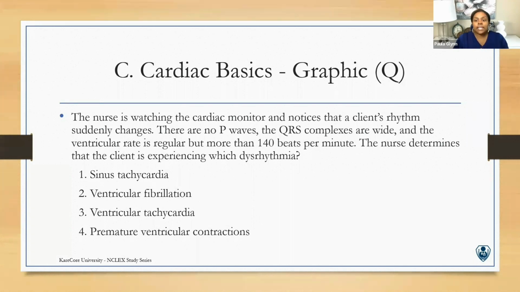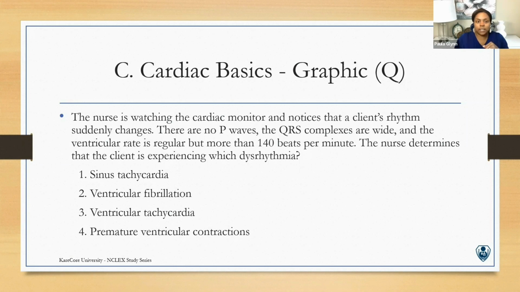So let's look at it. Understand what sinus tachycardia is. Ventricular fibrillation, what does that look like? How does that affect your body? How does that affect cardiac output? How does that affect perfusion? Ventricular tachycardia: the arrhythmia is coming from the ventricles and it's just going too fast. Or premature ventricular contractions, where the contractions are occurring, but they're just premature. Okay, so we'll take a look at that.